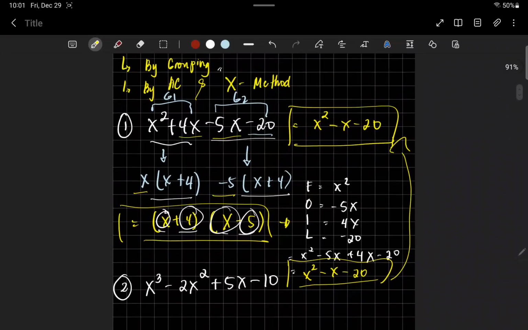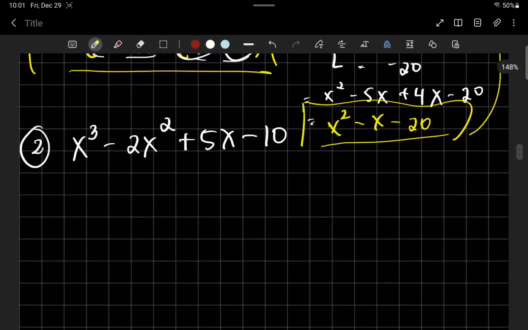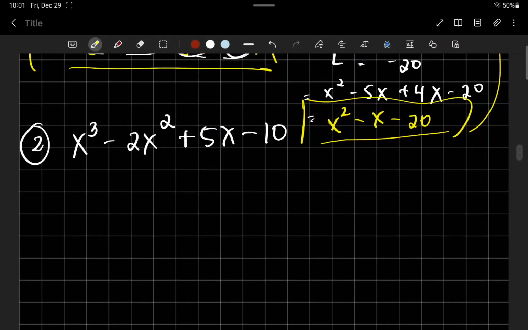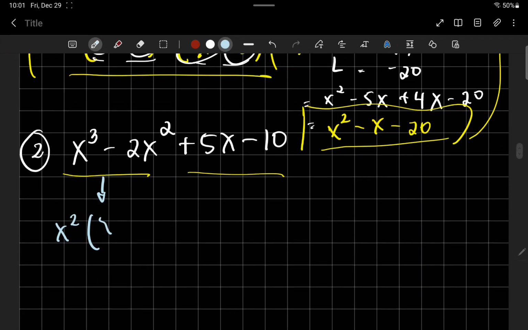Nakuha ba? So, let's have another example using the grouping method. Okay, so if you have x cubed minus 2x squared plus 5x minus 10, again, i-group natin into 2 yung ating polynomial. So, si x cubed minus 2x squared, pag-iisahin natin, and si 5x minus 10. So, si x cubed minus 2x squared, ang factor form niya, ano ba yung common factor sa kanila? So, that is x squared times x, since x cubed divided by x squared is x, and negative 2x squared divided by x squared is negative 2.